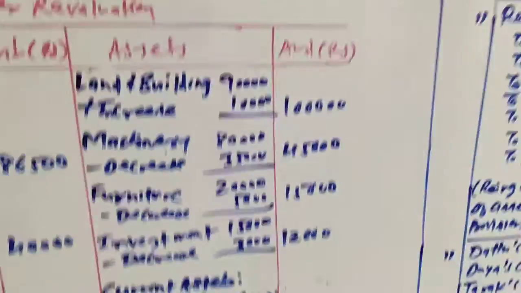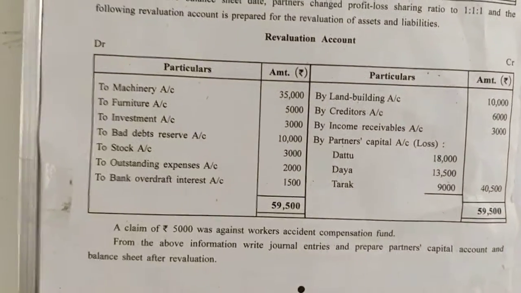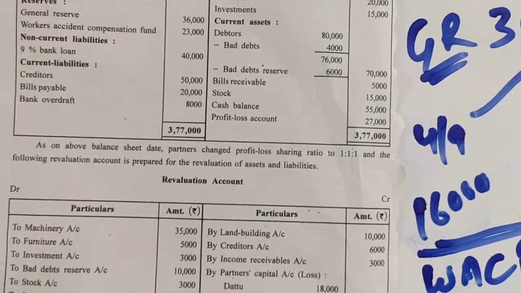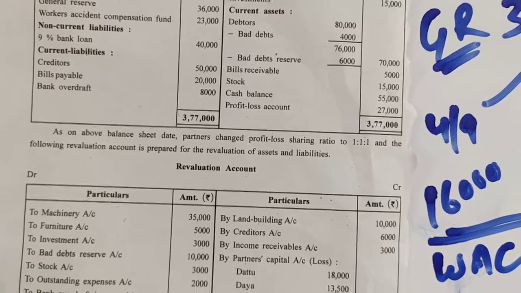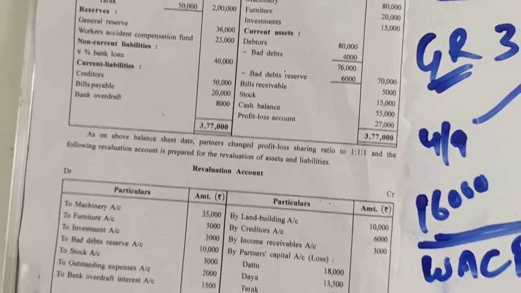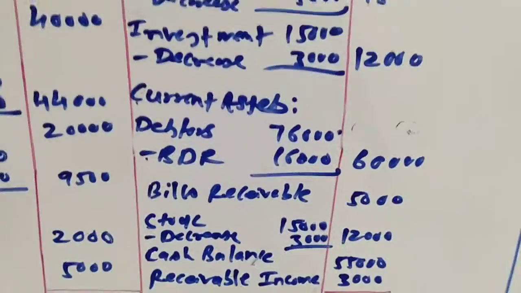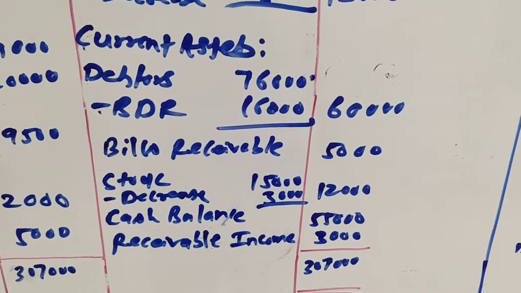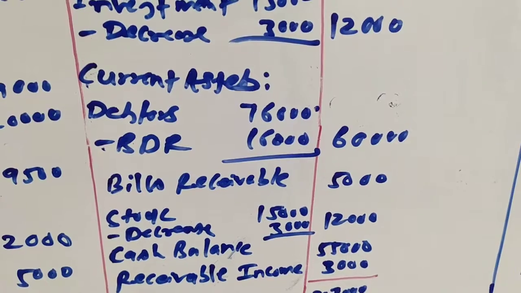Okay. Next item. Next was stock rupees 3,000. Stock is given 15,000. 3,000 is the decrease. So 3,000 we will reduce and we will write at the asset side. So 15,000 minus 3,000. Here the stock is. Stock 15,000 minus 3,000, outer column 12,000.